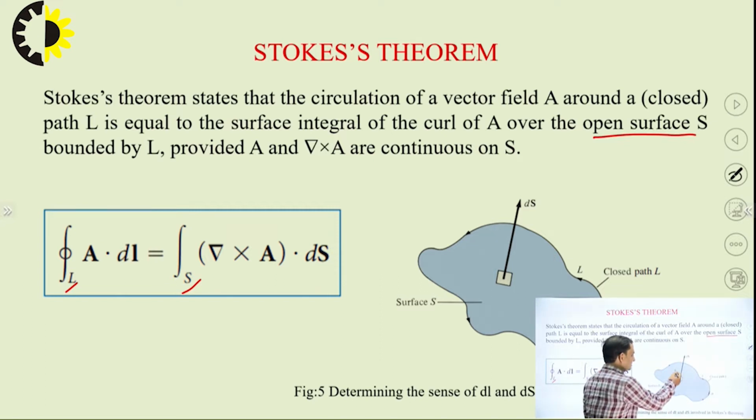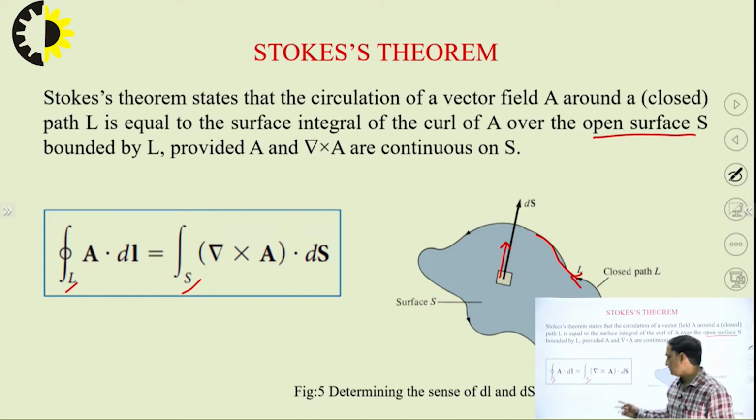If this is the path L, and this path is a closed path, this closed path creates the open surface. In that case, the open surface means direction will be involved. The direction of this open surface will be perpendicular to the surface. Simply, what it says is that when any vector field passes through this surface, that is equivalent to the curl of that vector field, right? So this is very important.